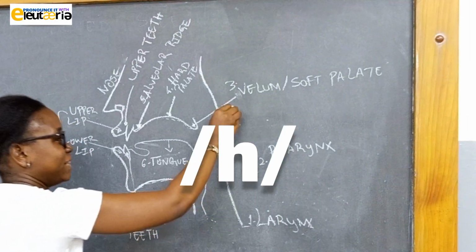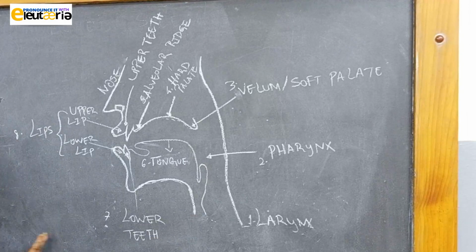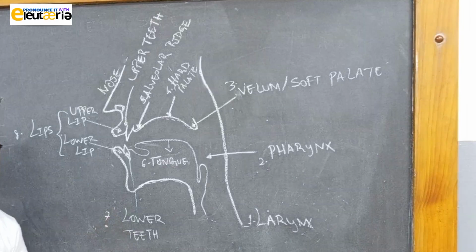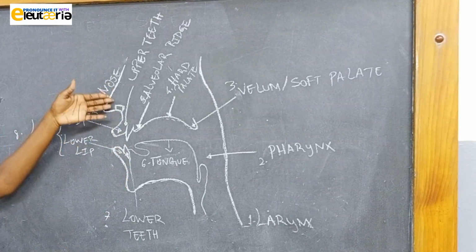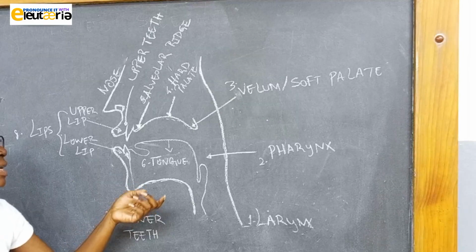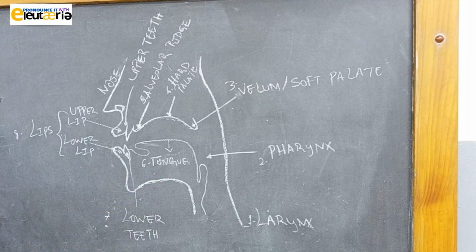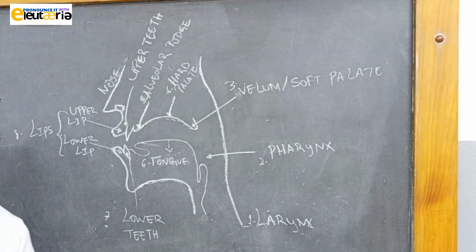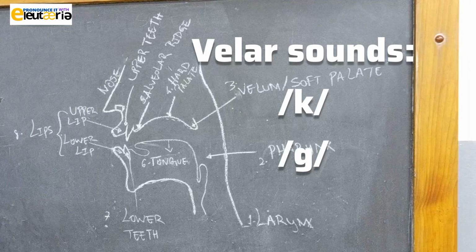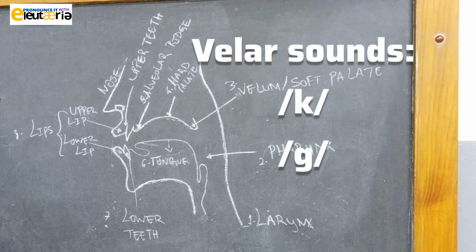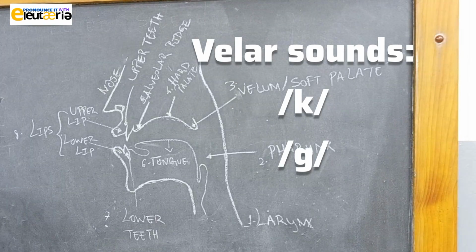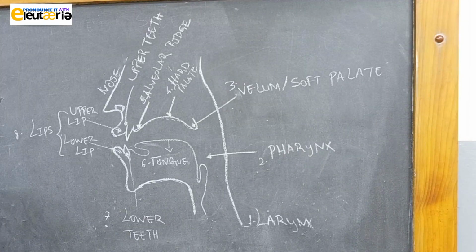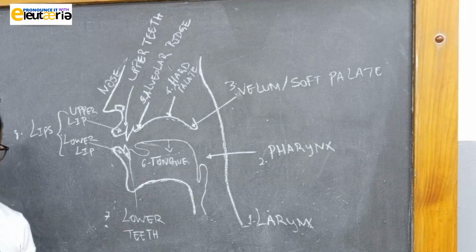Moving on, we find the velum, or soft palate. The velum is the organ that allows the air to go through the nose or through the mouth. The velum is where we produce velar sounds. An example of a velar sound is the consonant ka, or even the consonant ga. That part of our mouth that our tongue reaches when we pronounce ka and ga, that is the velum.